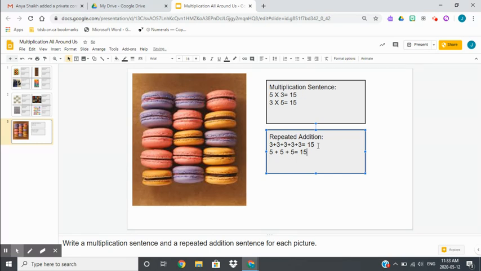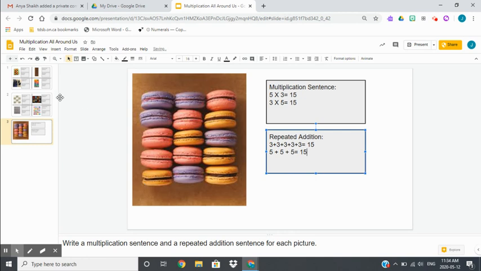Arrays are really helpful because we can see that it doesn't matter if we write the 5 or the 3 first in a multiplication sentence. The total is the same because 5 rows of 3 and 3 rows of 5 is the same thing. Same with repeated addition. It doesn't matter if we're adding these macaroons in groups of 3s or in groups of 5. The total number of macaroons is still 15.